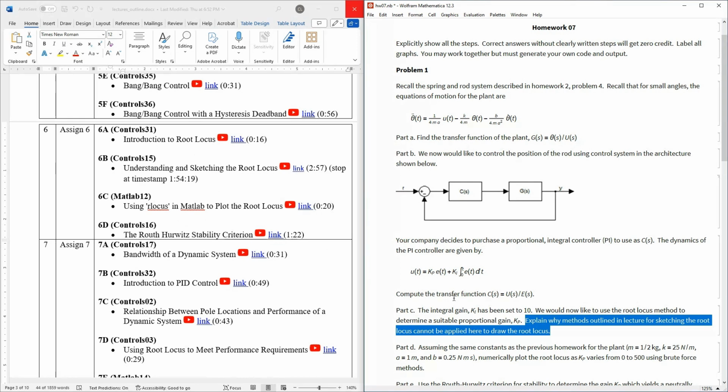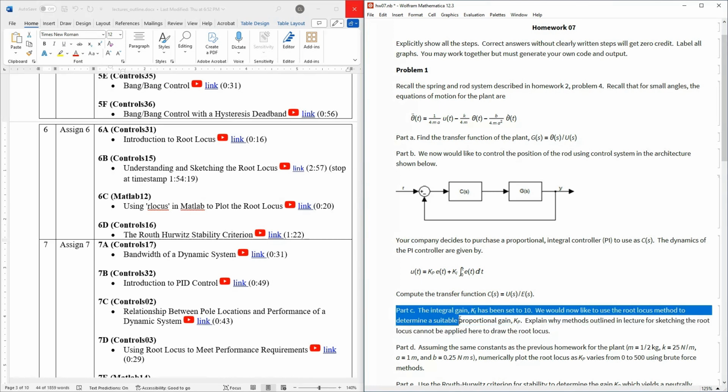Well, the reason is that the exact techniques aren't going to work, but you should be able to adapt them pretty easily to fit this picture right here. And that's what being a control engineer is about: adapting existing tools to your current framework or your current problem, okay? So that's what part C is about.